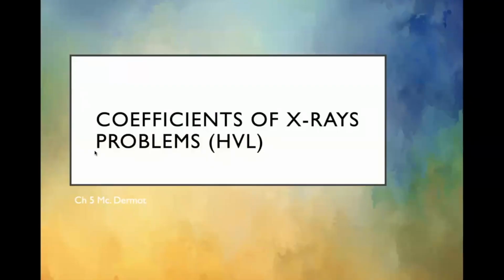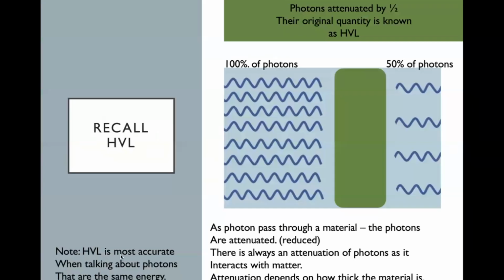Okay, so I wanted to go over the difference between half-life and linear coefficient of X-rays. So when we're talking about half-lives, we're talking about how many photons are attenuated to half their original quantity, and that's called half-value layer. So for instance, if we have 100% of photons that are going through a material, then the amount of material that would reduce them to half their intensity would be half-value layer.